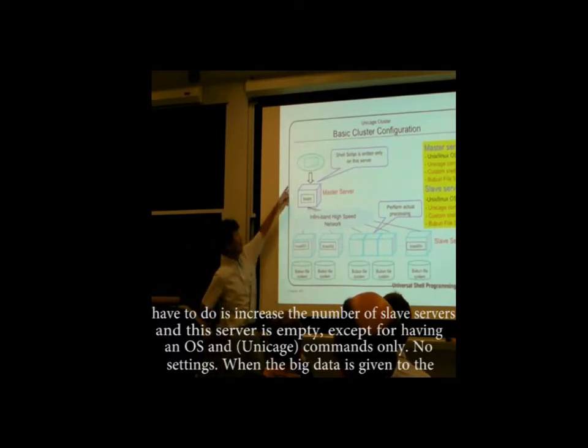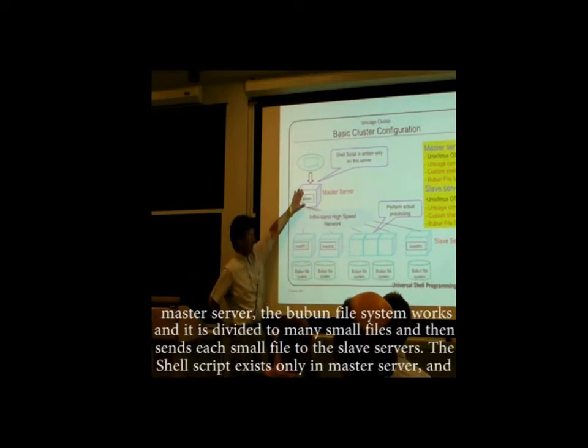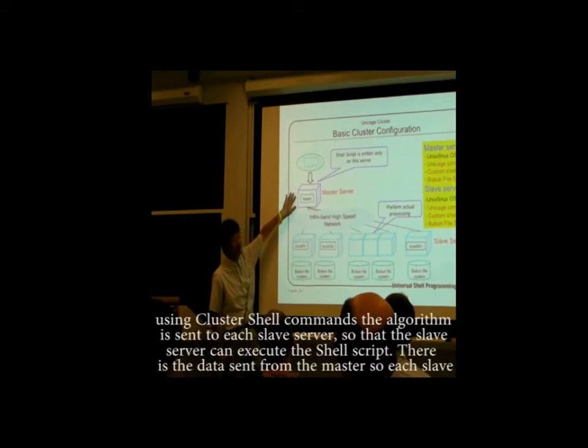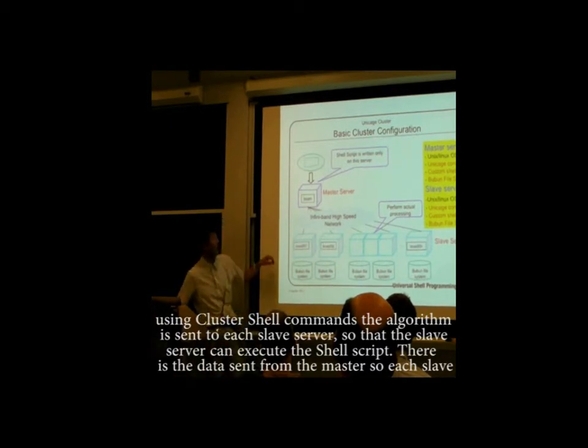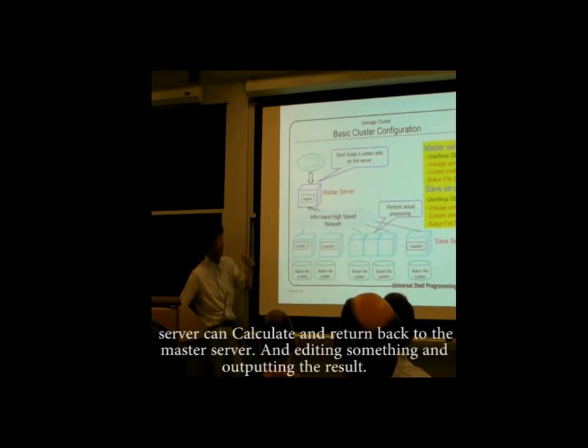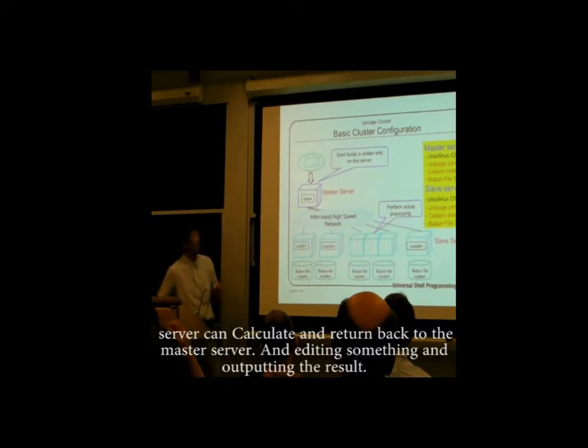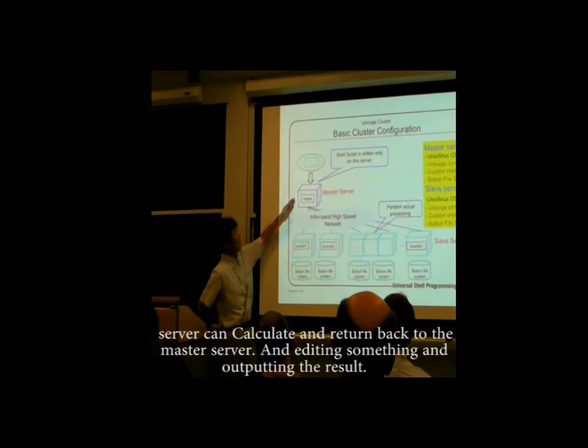When big data is given to the master server, the Bubun file system divides it into many small files and sends each small file to the slave servers. The shell script exists only on the master server, and using cluster shell commands, the algorithm is sent to each slave server so that the slave server can execute shell scripts on the data sent from the master. Each slave server can calculate and return the result to the master server, which does some editing and outputs the result.